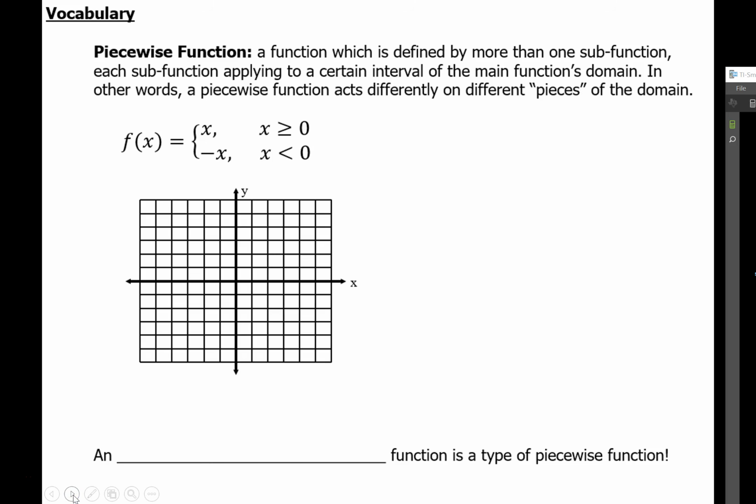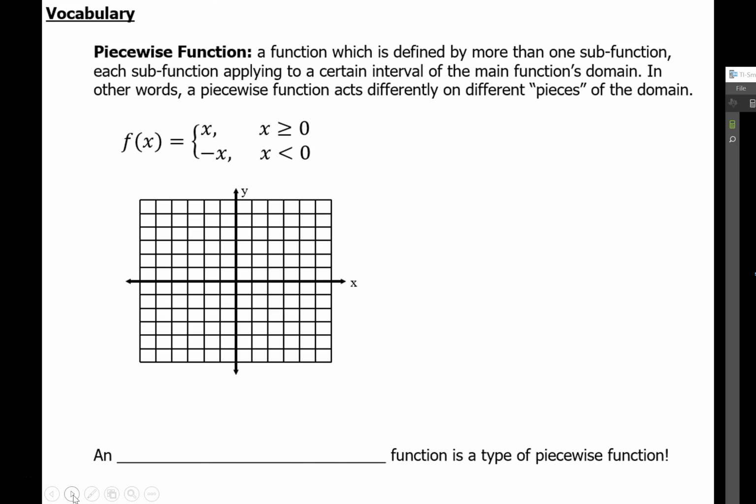So let's get started. First, just to define a piecewise function: it is a function that's defined by more than one subfunction, meaning that depending on which domain or input values you are working with, that will determine which equation or subfunction you input that value into.